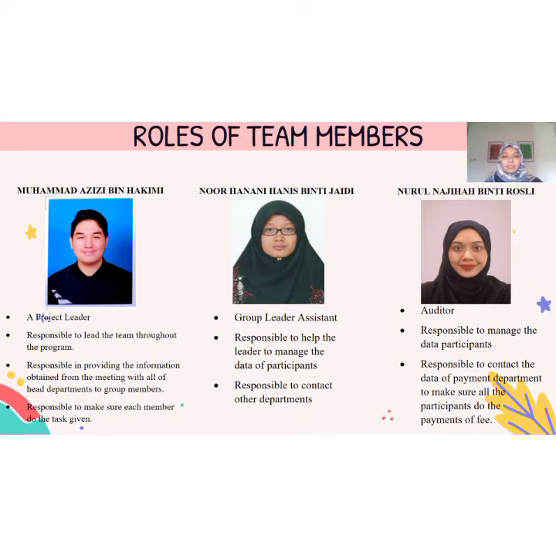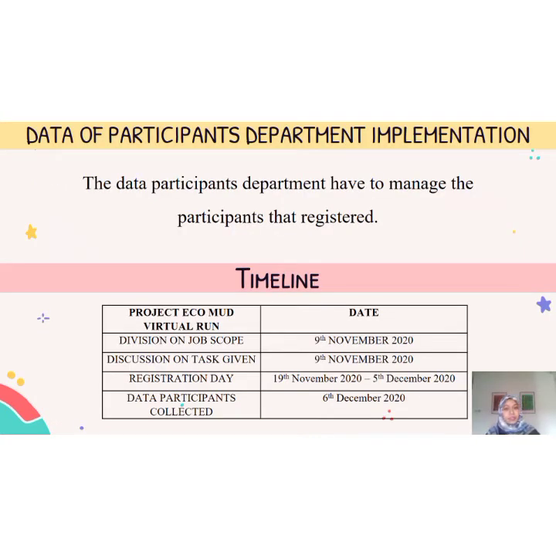Nur Hanani Hanis binti Jaidi is the group leader assistant, responsible to help the leader manage the data of participants and to contact other departments. Nurunacha binti Rosli is the auditor, responsible to manage the data of participants and to contact the payment department to make sure all the participants pay the fees. So in this project, the Data of Participants department has to manage the participants that register. And as you can see here, there is a timeline for the Data of Participants department.